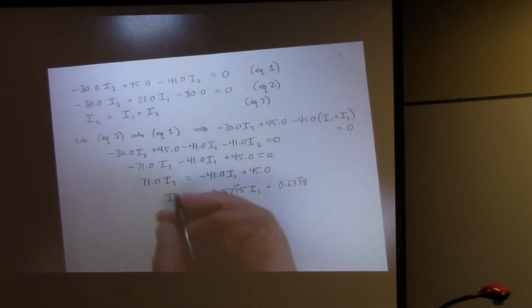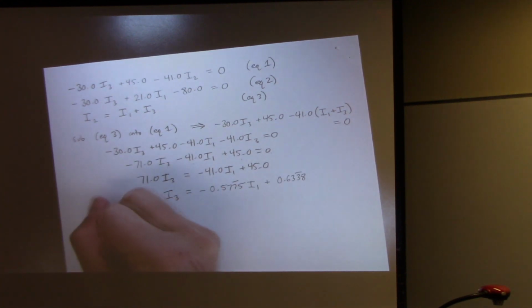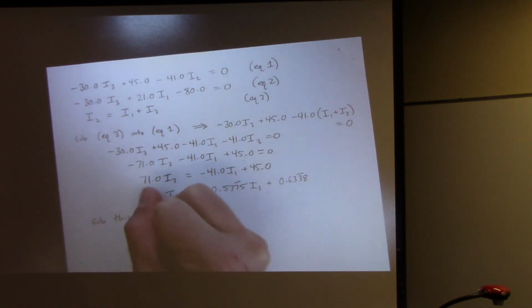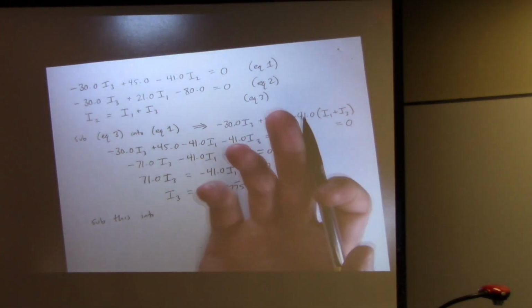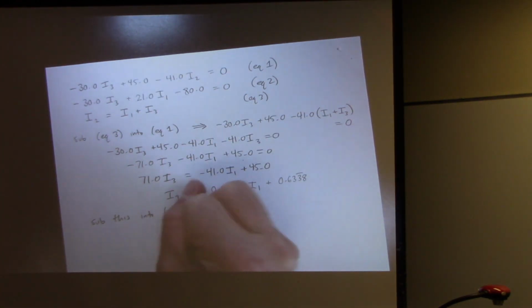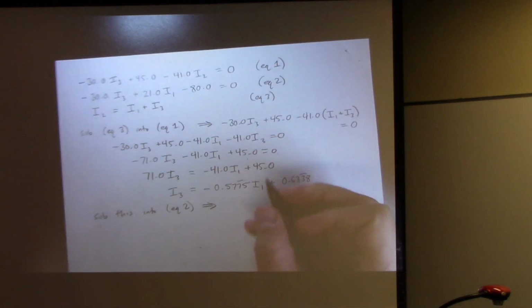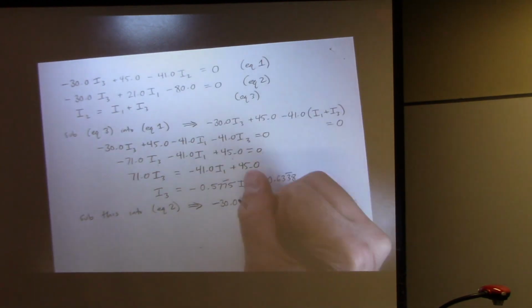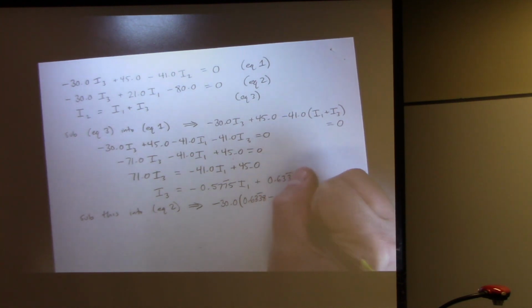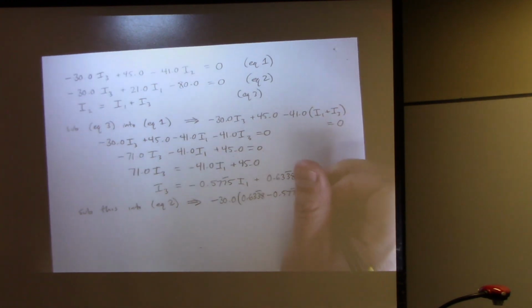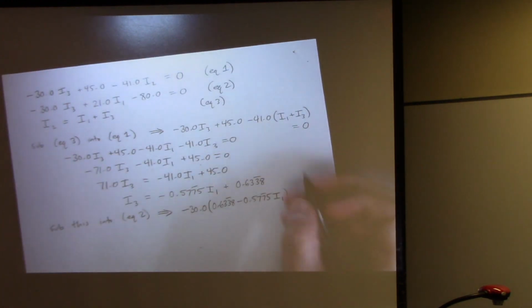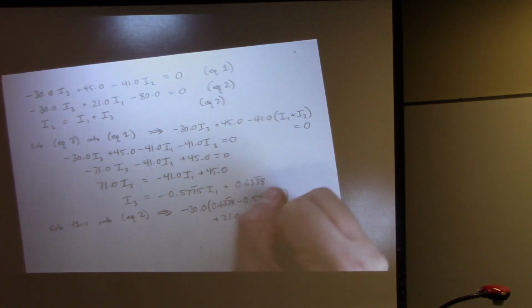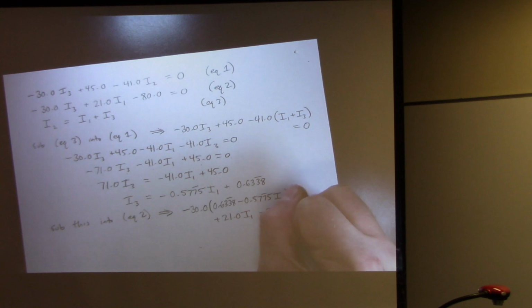Okay, so we're going to take what we just wrote down and sub this into the one equation that we haven't even touched yet, which is equation 2. So let's see what that gives us. So equation 2 is, we have minus 30 times I3, but this is what we're subbing in for I3 right here. We have 0.6338 minus 0.5775 I1. That's the first term. The second term is plus 21.0 I1. And then minus 80.0 equals 0.